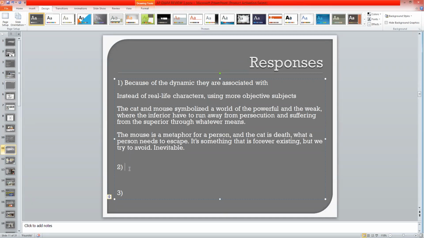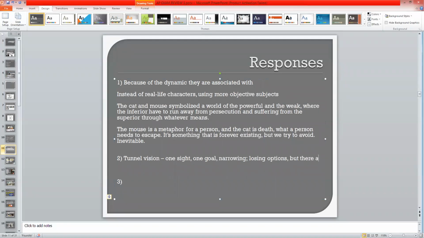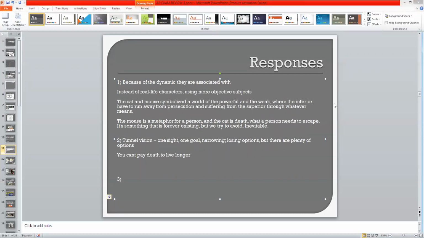I think that since the walls are closing in, it symbolized a sort of tunnel vision, where the mouse has only one sight, and the goal is slowly starting to narrow. He starts to lose options, even though you can go behind, underground, above, through the wall even. It's only because of their tunnel vision, not really an inability, but that they didn't pick other options, and it was just out of instinct to run.